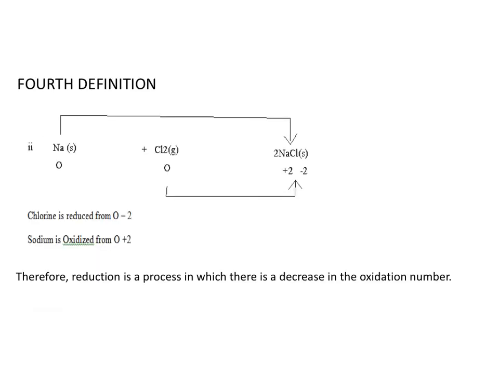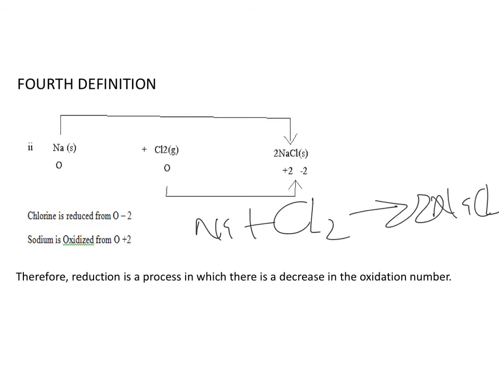Still on the fourth definition, sodium plus chlorine, that's Na plus Cl2 to give you 2NaCl. You have the oxidation state for sodium atom to be 0, while that of chlorine atom is 0. But in this compound, the oxidation number of sodium is +1, while that of chlorine is -1. So chlorine is reduced from 0 to -1, while sodium is oxidized from 0 to +1.